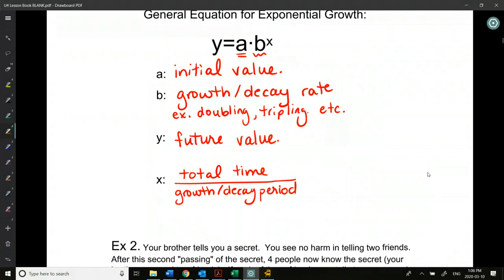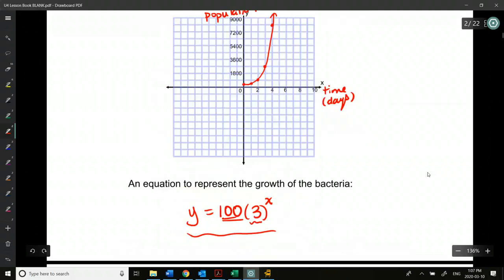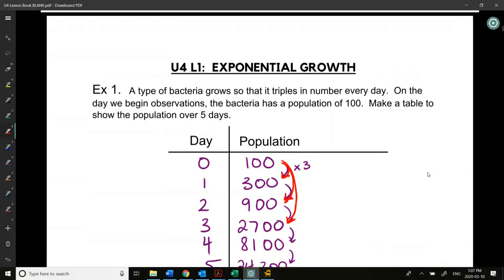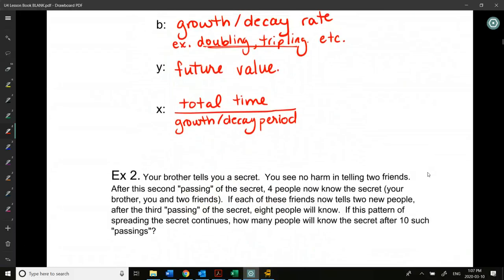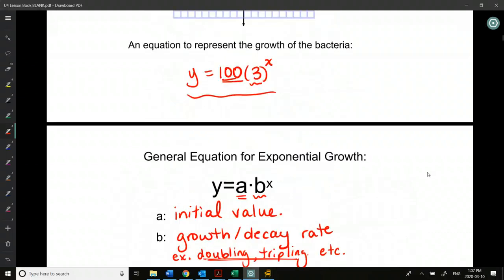Just as a little hint, the growth or decay period is usually always going to come right after the growth or decay rate. So we'll be saying something like doubling every day or tripling every 2 days or whatever it is. So in our question here, it says it triples in number every day. 1 day is technically the growth period for this example. So we had total time over 1 here, so that's why we were allowed to just put in x, because it was kind of like over 1.